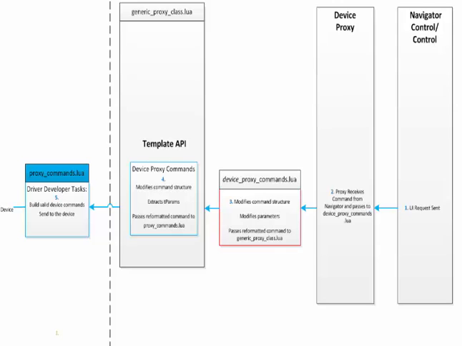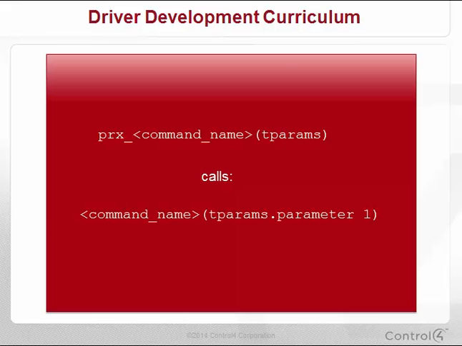This is a template file that stores device-specific data within the driver template. It receives the modified commands and extracts its tparams table into one or many individual parameter elements for the driver developer. In doing so, it also modifies the format of the command further. For example, prx_command_name tparams calls command_name tparams.parameter1.